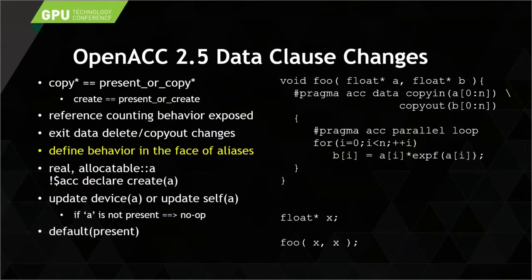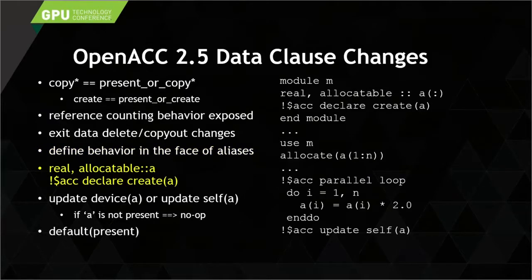And the way PGI implemented it was left to right. Oh, A, create it, copy it in. B, it's already there, and unwind it the other way. B, it was present, so do nothing. And A, I just copied it in, so delete it. So the data never comes back. That's probably not what you want. So we're going to define the behavior here basically to do the right thing. If it's on the same directive and there are aliases, it'll do the union of the data motion.